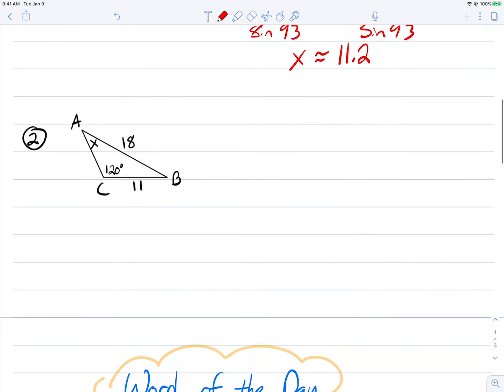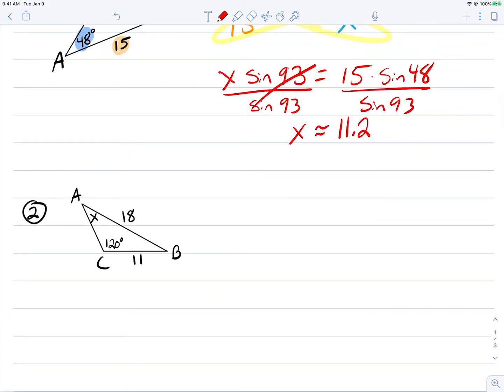Okay, let's try one more. Okay, nice and short for today. So our angle is 120 and its opposite side is 18. So those are going to go together. So I'm going to write the sine of 120 over 18. And for the other one, I have the angle unknown and its opposite side 11. So that's going to be the sine of x, because I don't know the angle, over 11.